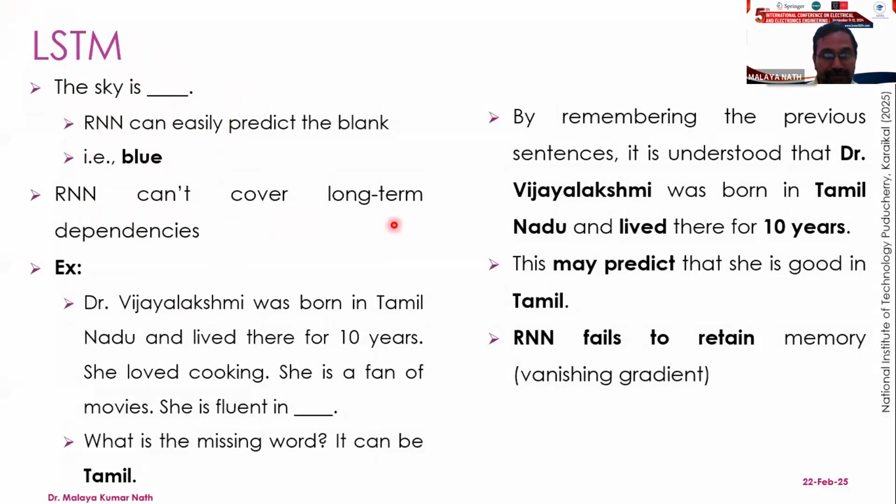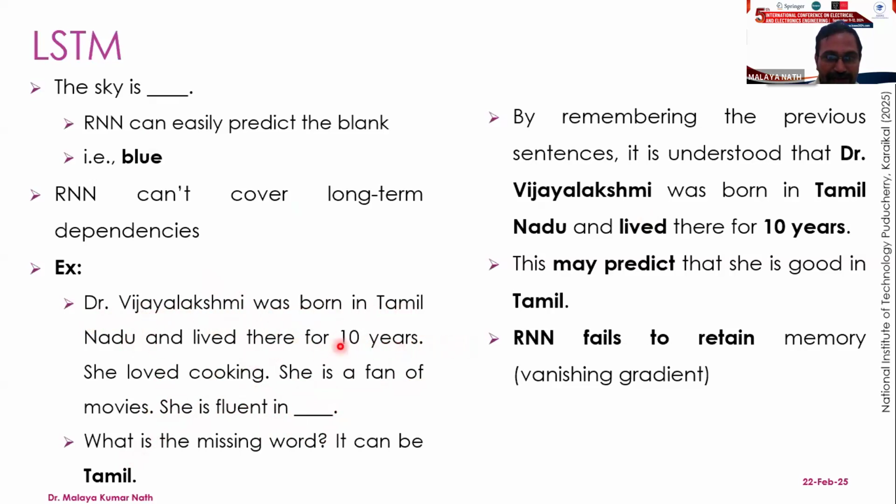What is a long-term dependency? We'll understand this with the help of an example. Suppose I utter the sentence: Dr. Vijayalakshmi was born in Tamil Nadu and she lived there for 10 years. She loved cooking. She is a fan of movies. She is fluent in dash. Now, in this case, it is a very big statement. That means this information basically depends upon the past statement, that is, Dr. Vijayalakshmi was born in Tamil Nadu and lived there for 10 years.